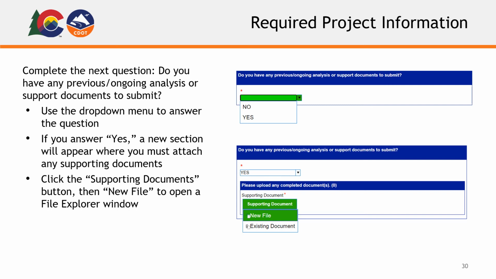Click the Supporting Documents button, then New File to open a File Explorer window. Select the documents you want to submit and click the Open button to upload them to the request form. If the file size is larger than 25 megabytes, we recommend loading them into an accessible drive and embedding the links to a PDF memo. You can then attach this memo for your region traffic representative.